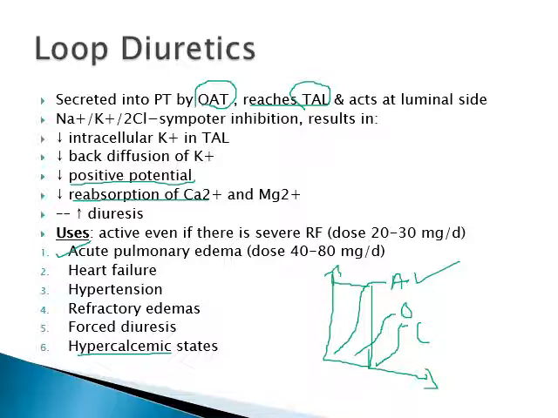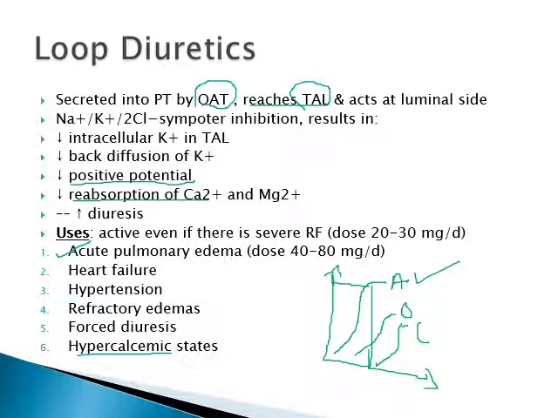Why? Because if loop diuretics are given alone in hypercalcemia, there will be contraction of the ECF, the extracellular fluid. That will lead to increased reabsorption of calcium in the kidneys, so that can aggravate the problem. So to counteract that, to prevent that dehydration, we have to give IV fluids along with loop diuretics in hypercalcemic states.